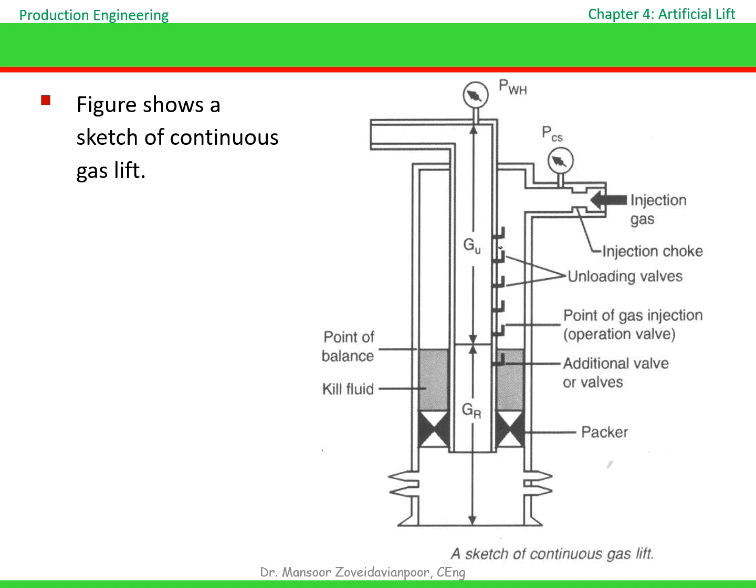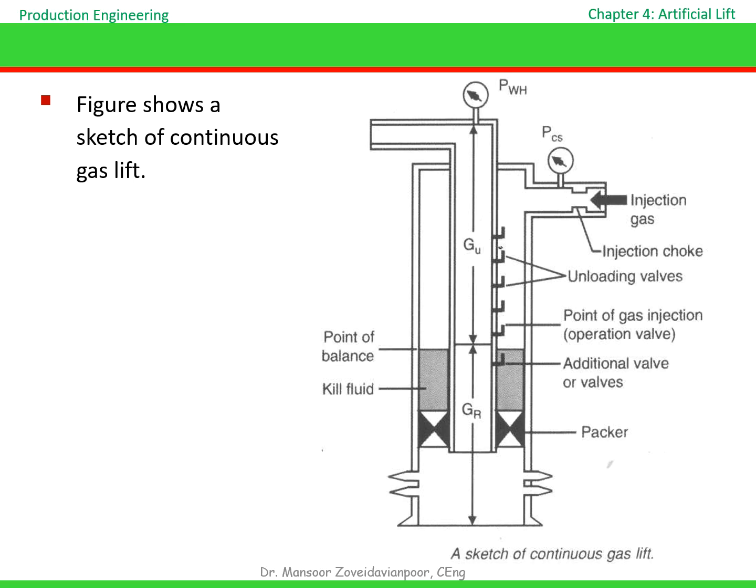Gas is injected from the surface and travels down the annulus. During startup, the gas enters through the unloading valves, helping remove the heavy fluid column. As unloading progresses, the injection point moves deeper until gas reaches the operating valve, which becomes the permanent injection point during normal production. You can also see the packer, which isolates the annulus and forces gas to enter the tubing through the valves rather than bypassing them.